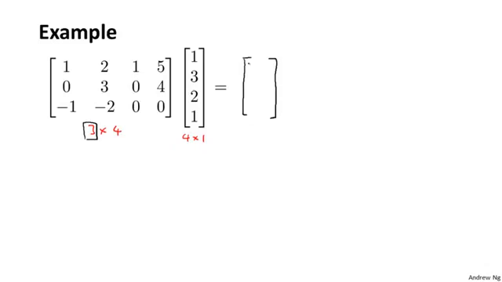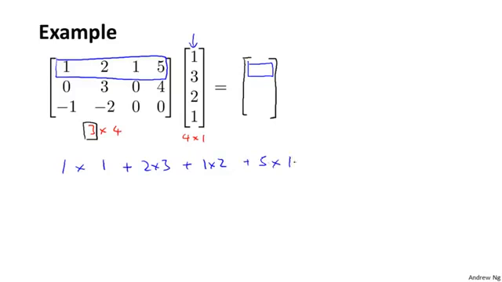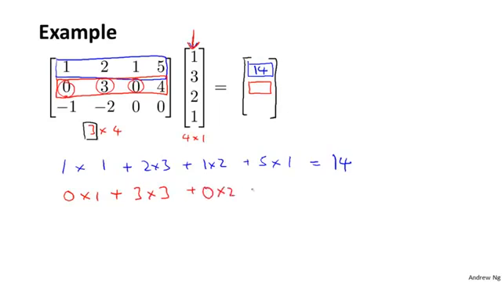So for the first element, I'm going to take these 4 numbers and multiply them with the vector x. So I have 1 times 1 plus 2 times 3 plus 1 times 2 plus 5 times 1, that's 1 plus 6 plus 2 plus 6, which gives me 14. And then for the second element, I'm going to take this row now and multiply it with this vector. So 0 times 1 plus 3 times 3 plus 0 times 2 plus 4 times 1, which is 9 plus 4, which is 13.